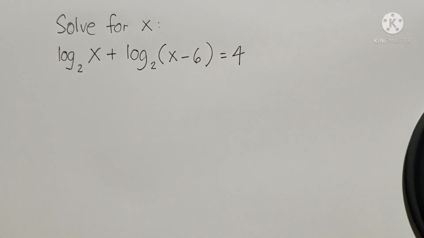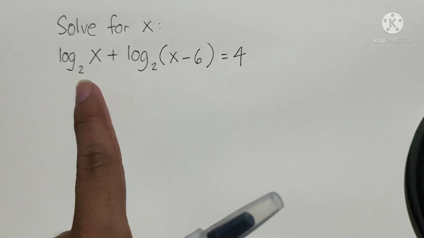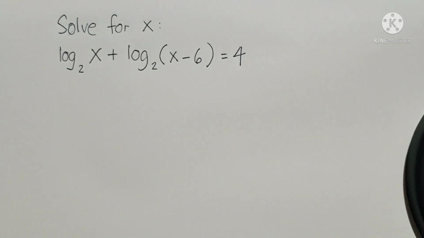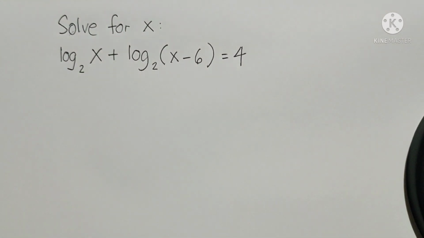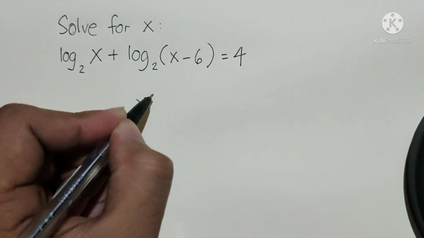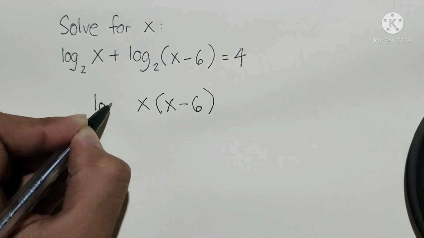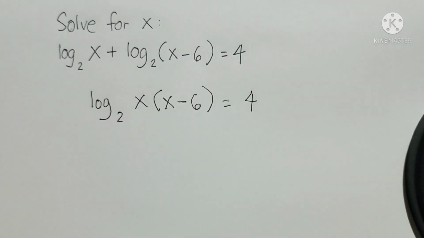For our second equation, yung left-hand side natin is sum ng dalawang logarithms. Logarithms ng dalawang quantities to the same base. Now, pwede natin itong gawing single logarithmic expression by applying yung law na log of a product. So, doing that, ito ay magiging product ng x tsaka x minus 6, the logarithm of that product, to the base 2. And we want it to be equal to 4.